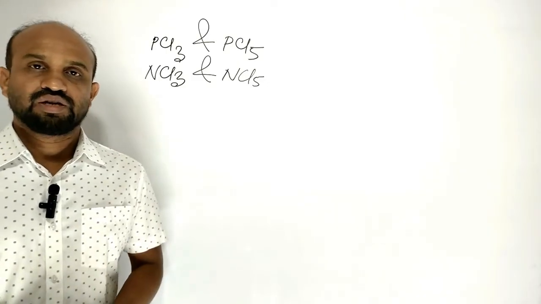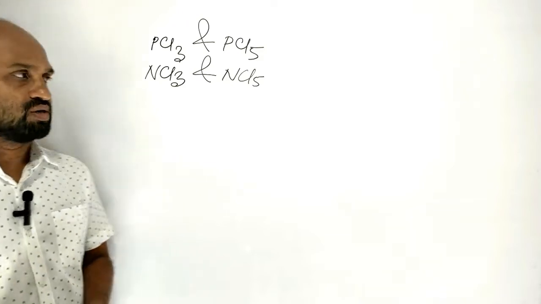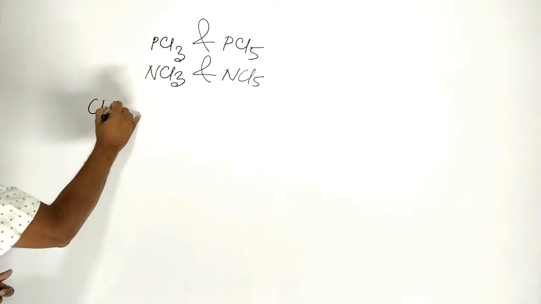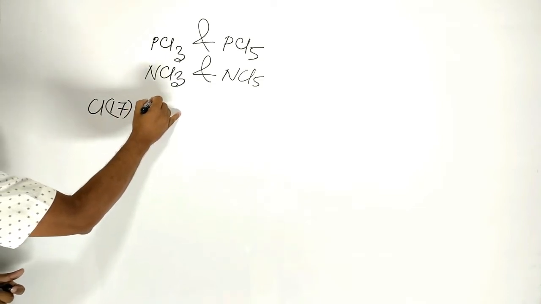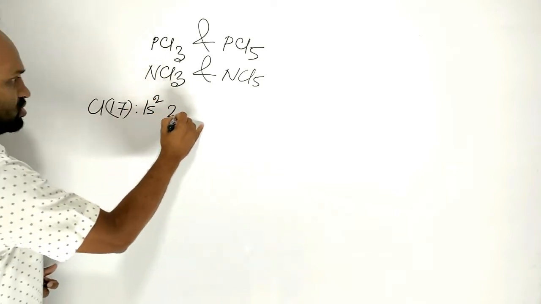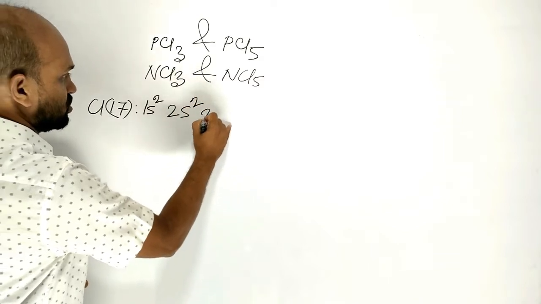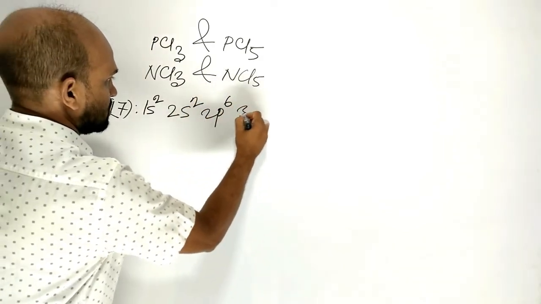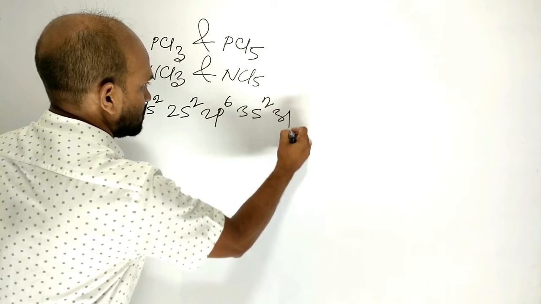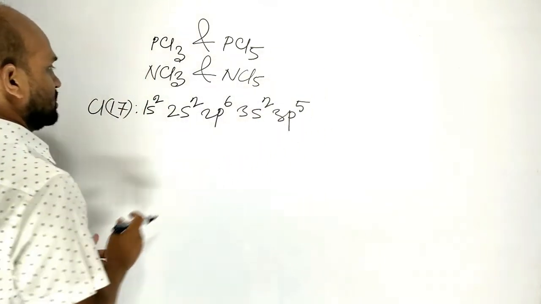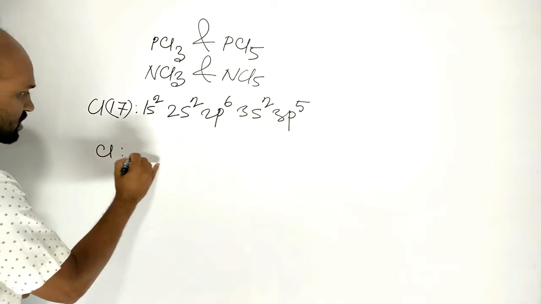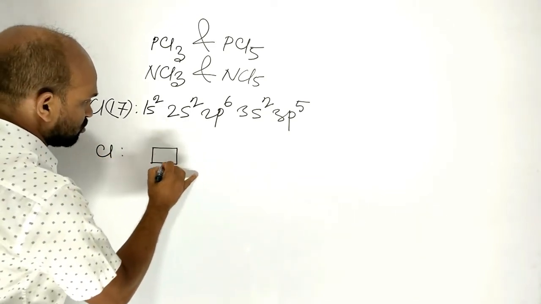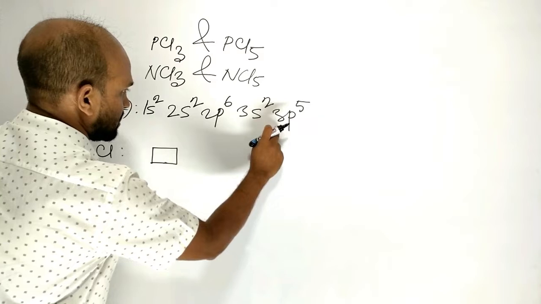First of all, let's see electronic configuration of chlorine. Chlorine, atomic number 17. Electronic configuration is 1s2, 2s2, 2p6, 3s2, 3p5. Electronic configuration in box system we can write in the outermost shell 3s and 3p.